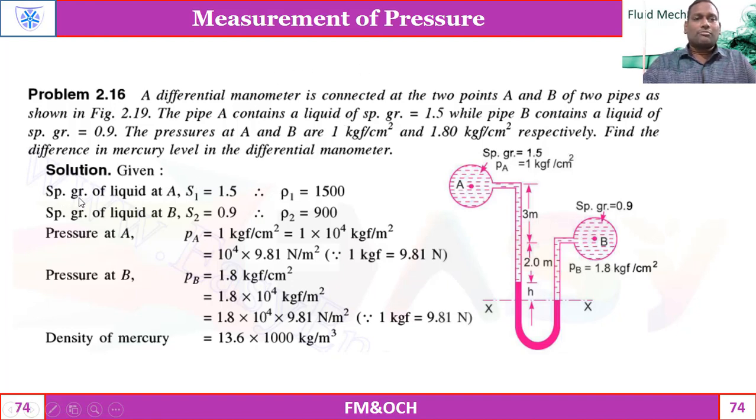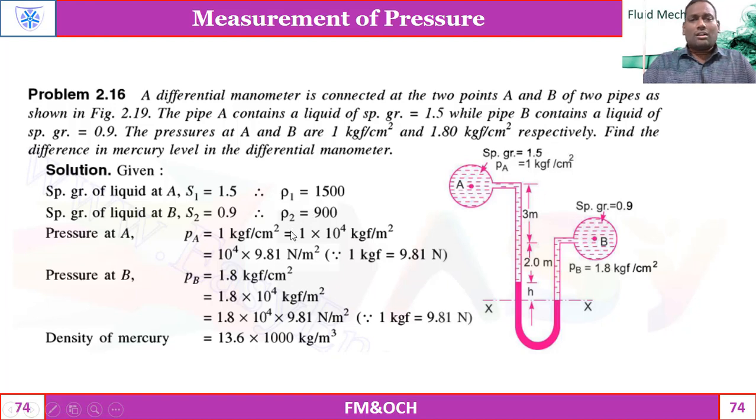The given data is the specific gravity of liquid at A, which is given as 1.5. So density is nothing but 1.5 into the standard liquid 1000, that is 1500. Similarly, the density of liquid at B is 900. The examiner has given the pressure at A as 1 kg force per square centimeter, and pressure at B is given as 1.8.